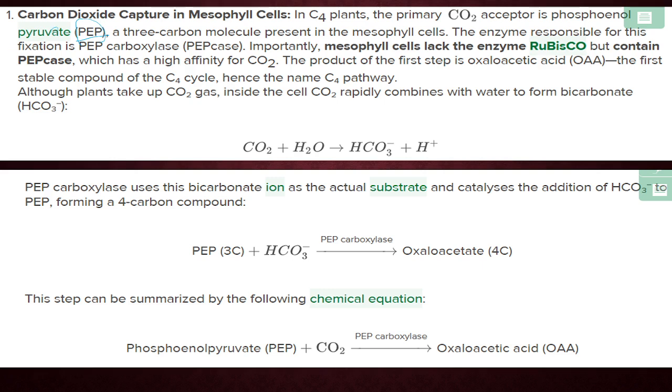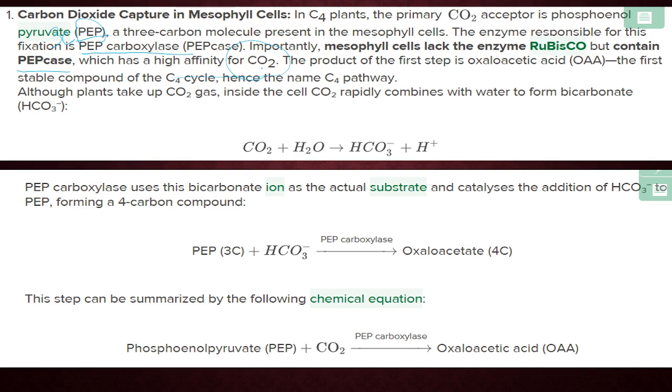Phosphoenol pyruvate is a 3-carbon compound present in mesophyll cell. The enzyme responsible for this is PEP carboxylase, the enzyme responsible for the fixation of CO2 with the help of PEP. Importantly, mesophyll cells lack the enzyme Rubisco but contain PEP case. PEP case, phosphoenol pyruvate carboxylase, has high affinity towards carbon dioxide rather than oxygen.